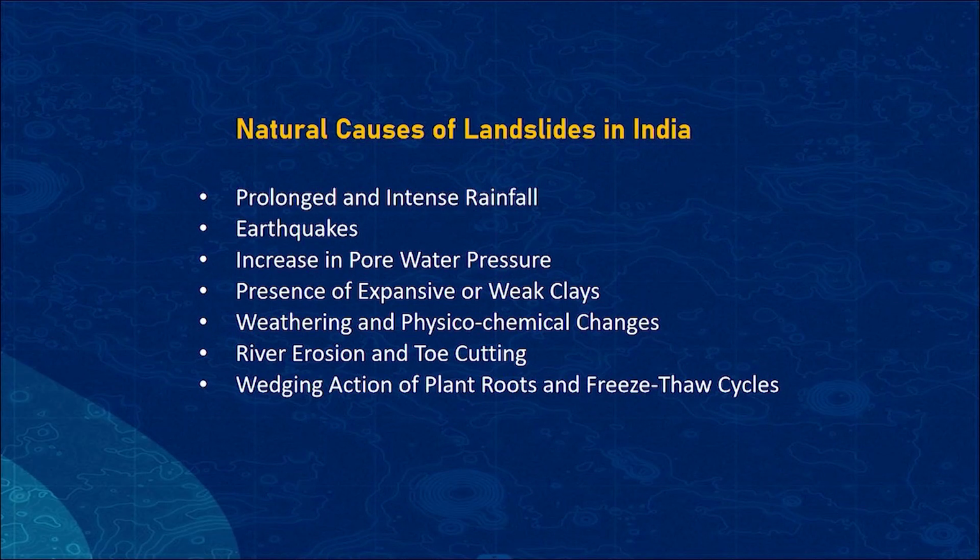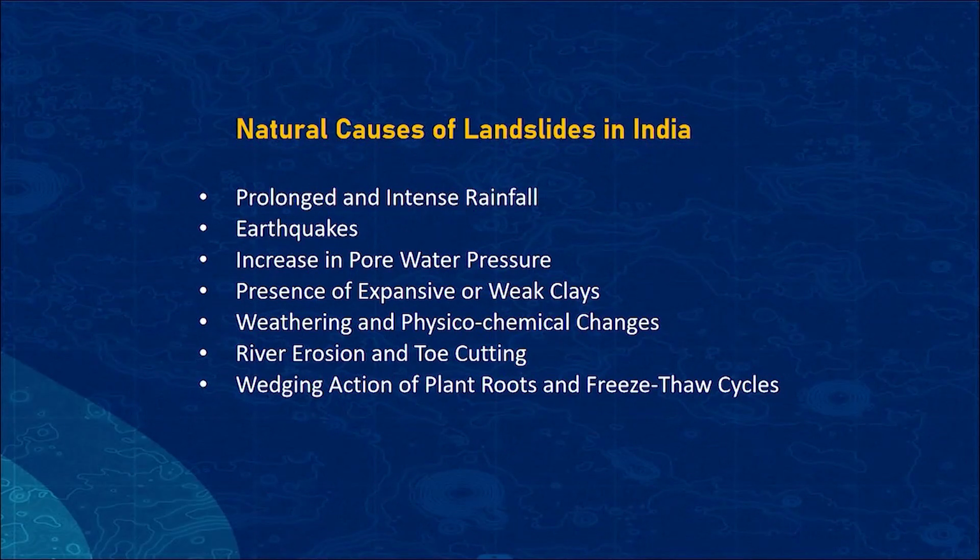Presence of expansive or weak clays. Soil containing kaolinite, also known as china clay, montmorillonite, or anhydrite have a special property. They expand when they get wet and shrink when they dry out. This repeated swelling and shrinking causes the soil to crack and become weaker over time. These cracks reduce the soil strength and stability, making slopes much more likely to fail and trigger landslides, especially after heavy rain when the soil becomes saturated and heavy.